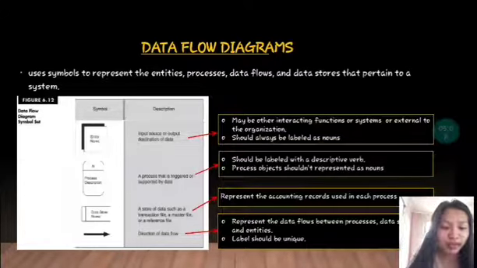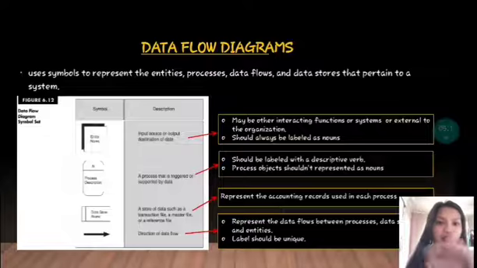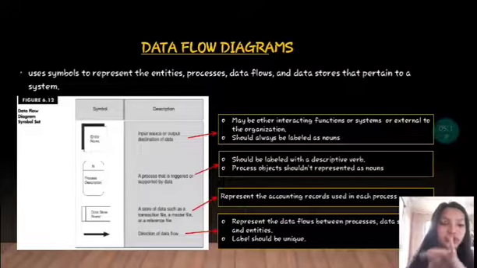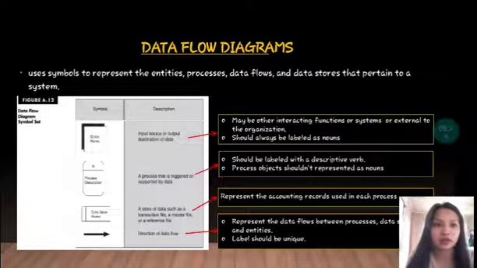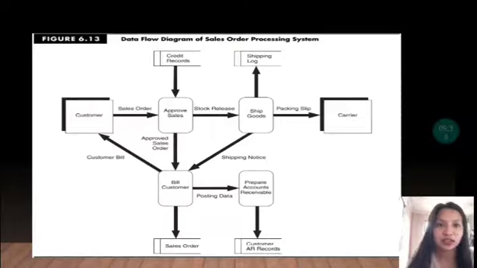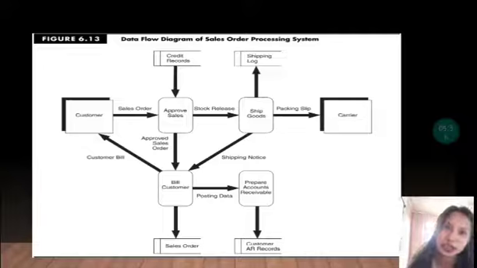Also, the labeled arrows connecting the process objects represent the flows of data, such as sales order, invoice, or shipping notice. So these invoices, shipping notices, and sales orders could be the labels for your arrows. I'm going to show you an example, which is figure 6.13. This is an example of a data flow diagram for the sales order processing system.